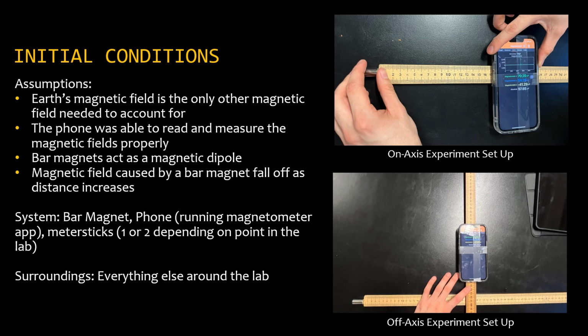Now the initial conditions: I assumed that the Earth's magnetic field is the only other magnetic field I needed to account for, which I did. I also assumed that the phone is able to read and measure the magnetic fields properly. I assumed that bar magnets act as a magnetic dipole, and I also assumed that the magnetic field caused by the bar magnets falls off as distance increases.